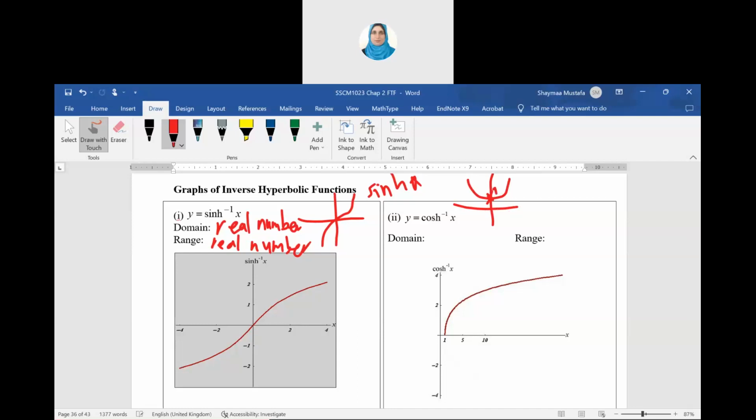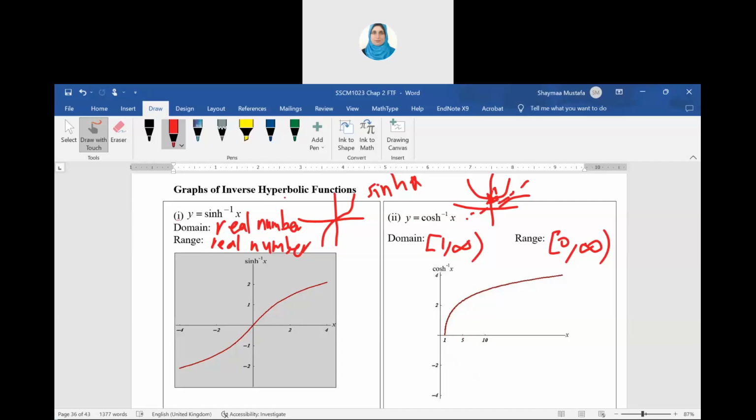So if I take only the positive part as a domain, this domain will become your range here. And the range of the original one, starting from 1 to infinity, since cos 0 is equal to 1, will become your domain. So your domain for cos inverse will be from 1 to infinity. Then you need to reflect only this part around the line y equal to x. So if this is the line y equal to x, your graph should be like this. This is the graph of cos inverse x.